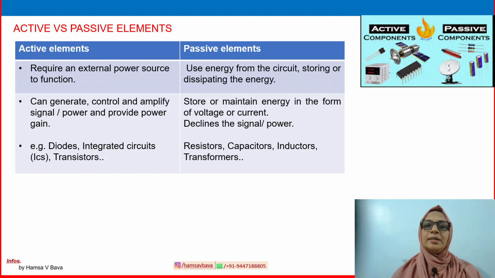They store or maintain energy in the form of voltage or current. There is no amplification here, so that declines the signal or the power. Examples of active elements are diodes, ICs, transistors, that is semiconductors, etc. In the case of passive elements, they are resistors, capacitors, inductors and transformers.